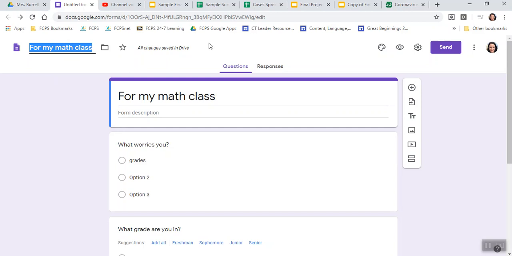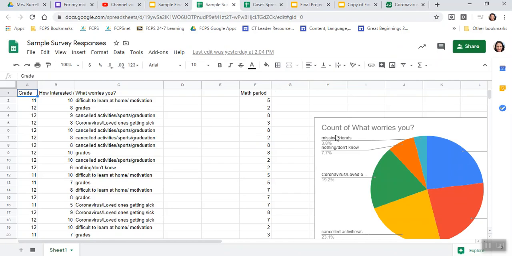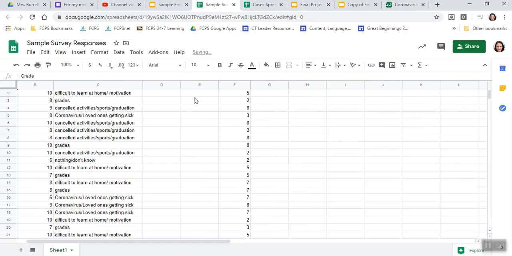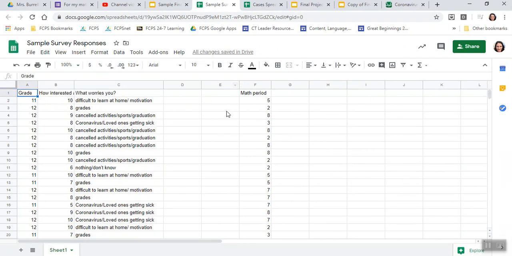Alright, so once you get people to respond, then you can look at your responses in a spreadsheet if you click on the spreadsheet right here. So here are my responses. We'll get rid of this because we are going to make that in just a minute. And this was the grade. I asked their math period, but I just saved that over there. So here's their grade, how interested they are, what worries you. And so I copied all of this information using Snagit. I copied it into my slide.